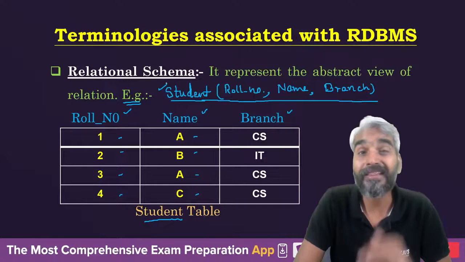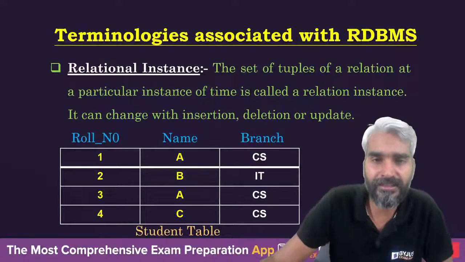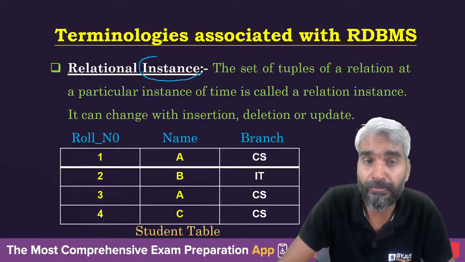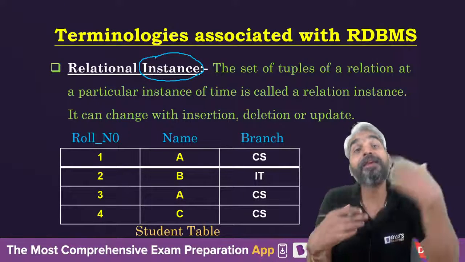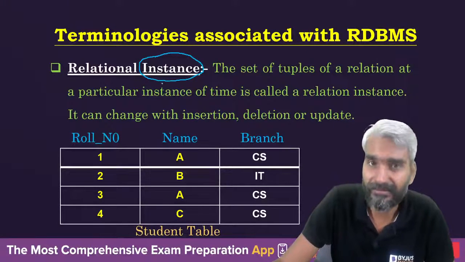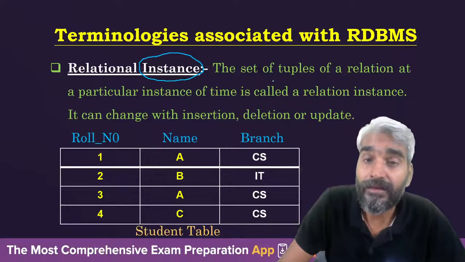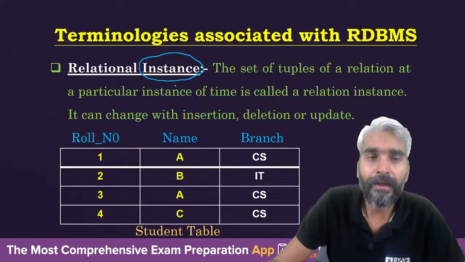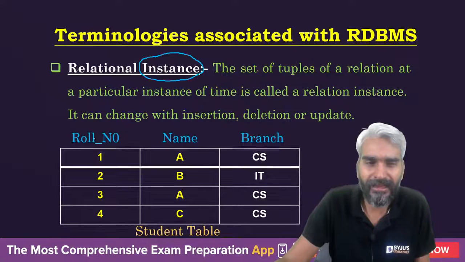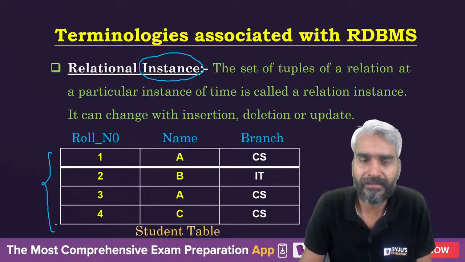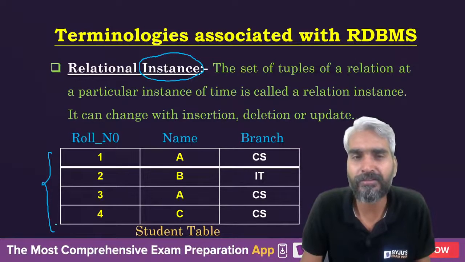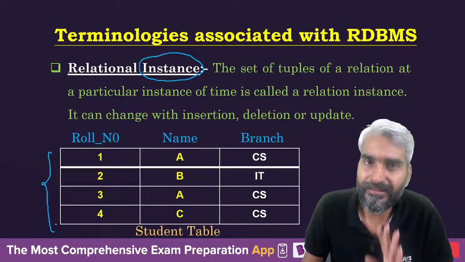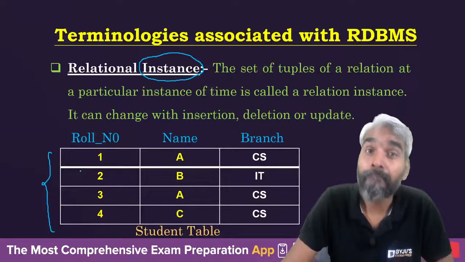Okay, so relational schema. Then comes relational instance. What is relational instance? Let's try to understand the definition carefully, because instance is something which generally confuses people; they try to define the keys of the relation based on the instances. So the idea is: the set of tuples of a relation at a particular instance. At this point of time, these are the tuples. The set of all these tuples presently in this relation is called the relational instance of this particular time. This relational instance may change with time.